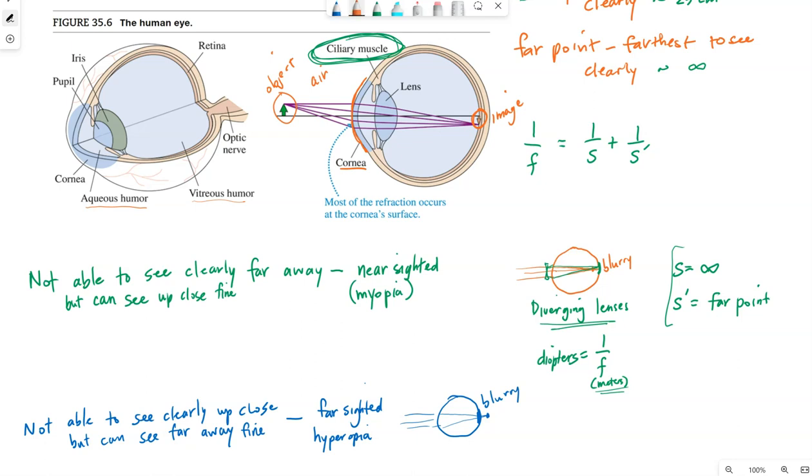Someone that is farsighted needs reading glasses, essentially. Reading glasses are converging lenses. So as this light comes in, the lens starts to converge the light, and then your eye can focus it on your retina. So converging lenses.